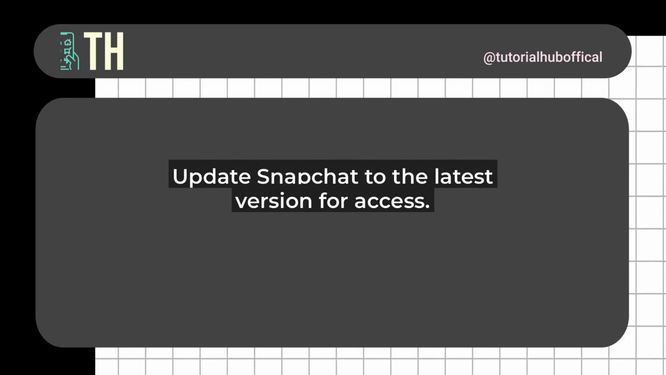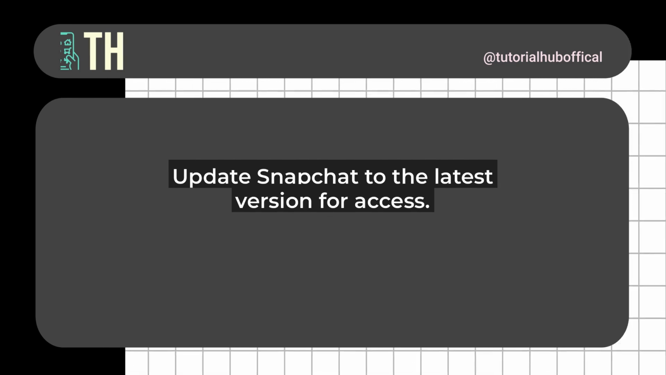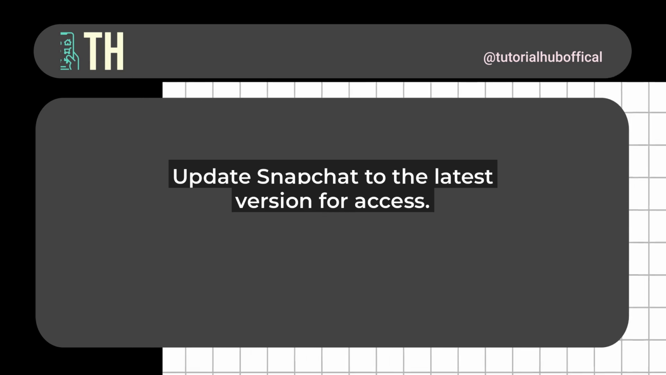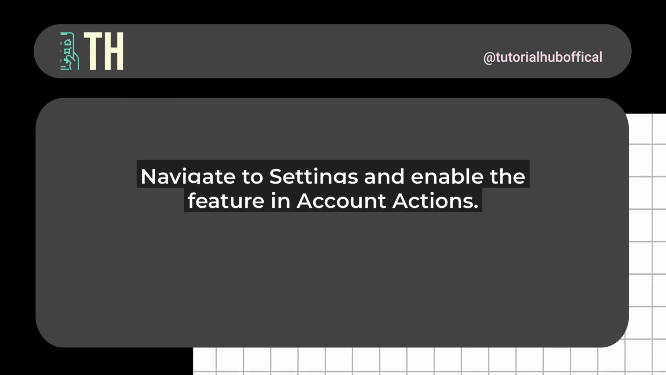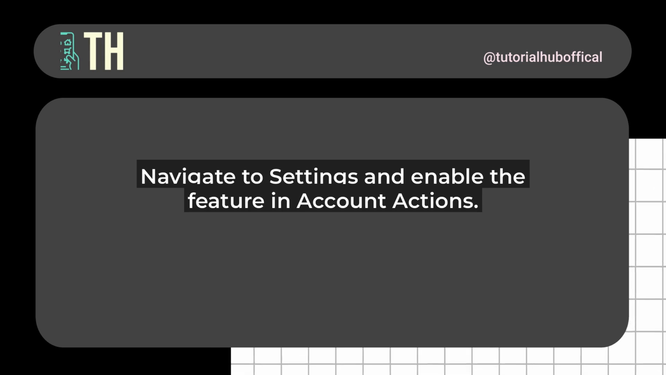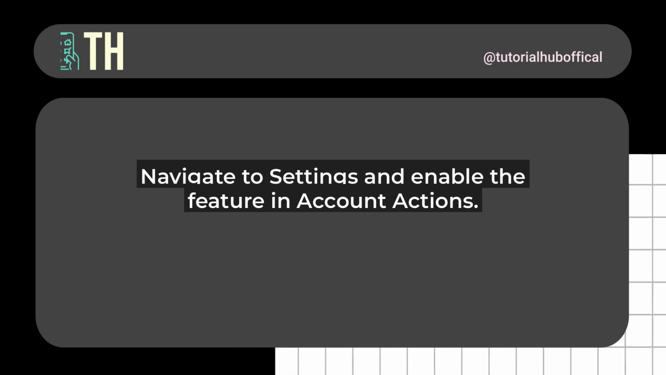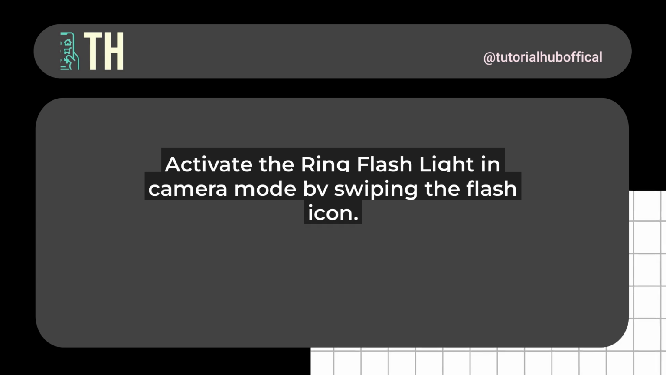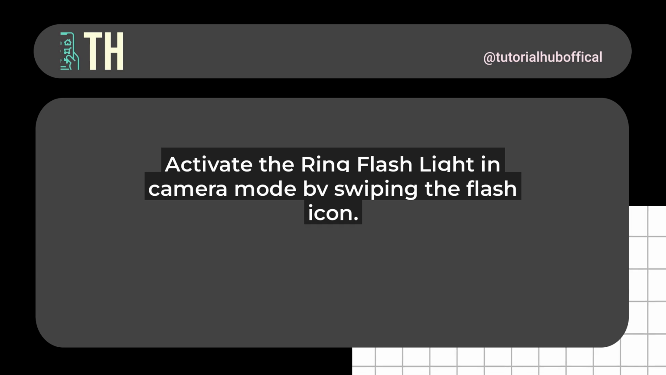To get started, make sure you have the latest version of Snapchat installed. Open the app and head to your profile by tapping the Bitmoji icon in the top left corner. Next, go to Settings. That's the gear icon, and scroll down to the Account Actions section. Look for Advanced Features or Camera Tools and toggle on the Ring Flashlight option. If it's not showing up, update your app or check if your device supports it. Most modern smartphones do.